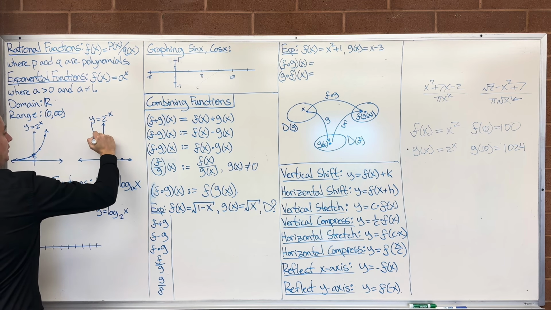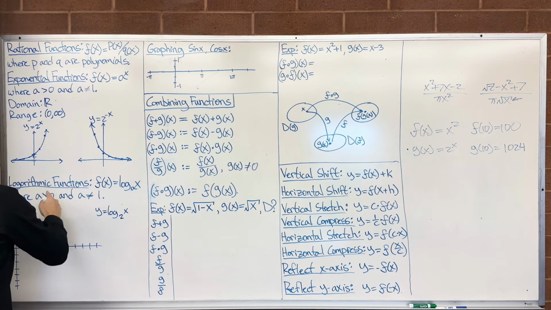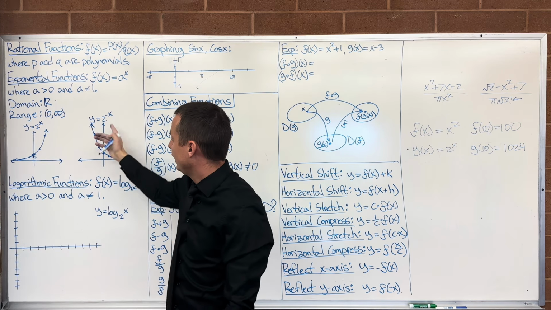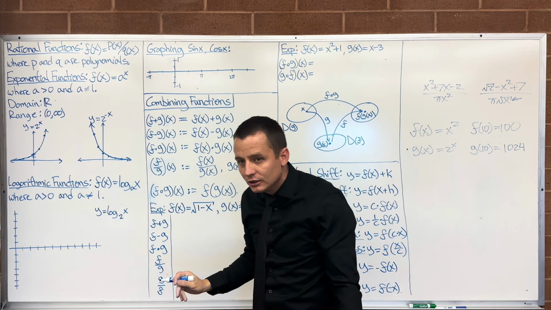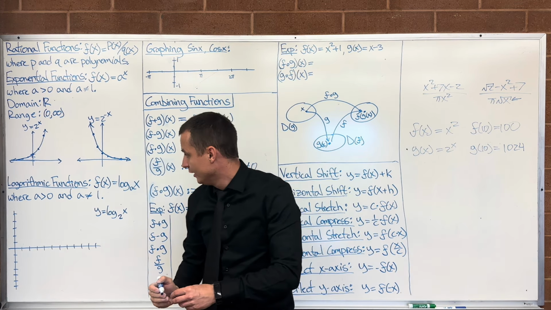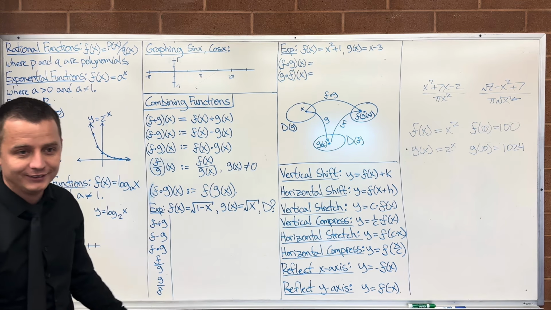And so you see that making that negative just flips it about the y-axis. So 2 to the x is that, and 2 to the -x is this, just reflected over the y-axis. Make sense? Okay, those are your exponentials. Now, logarithms. Who knows what a logarithm is?